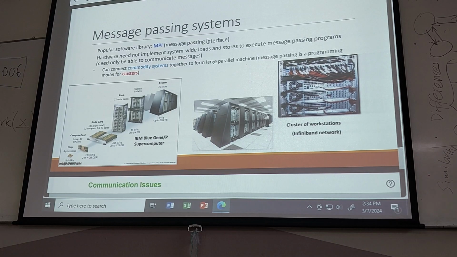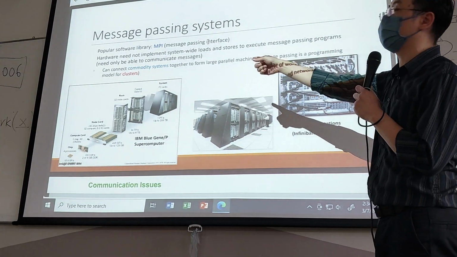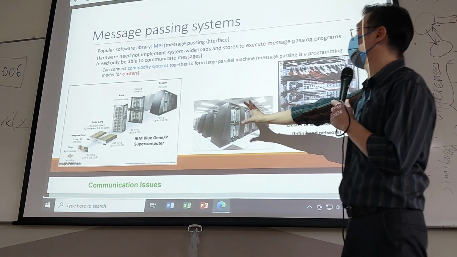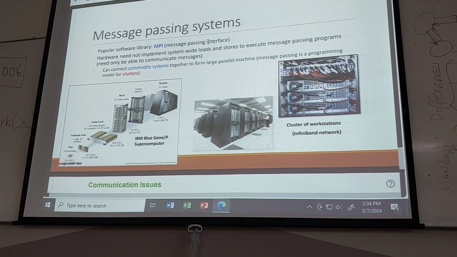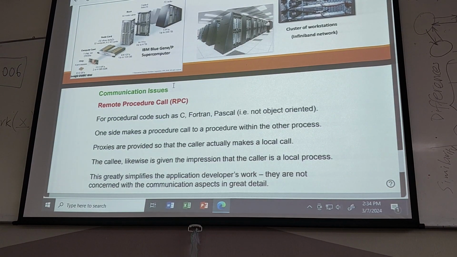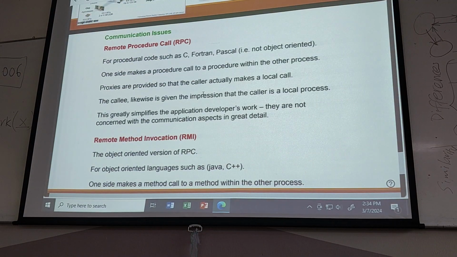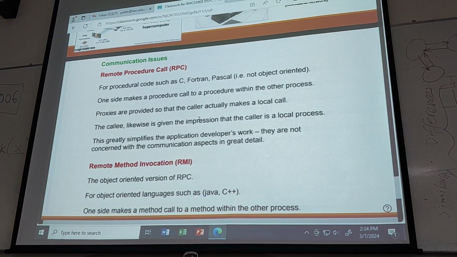So by using this, you don't have to spend a lot of money to buy a supercomputer. You can buy commodity systems, that means very cheap computers. And then if you want to do parallel computing, you just cluster them together and use this API to send messages or synchronize them so that they work toward certain goals. Okay?